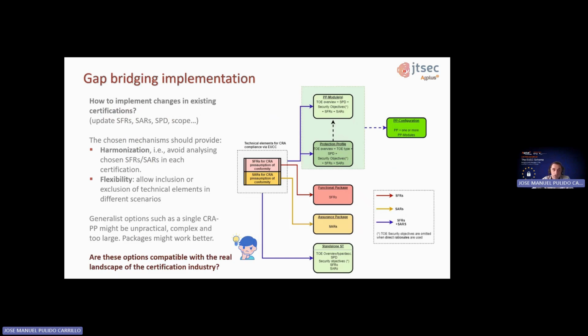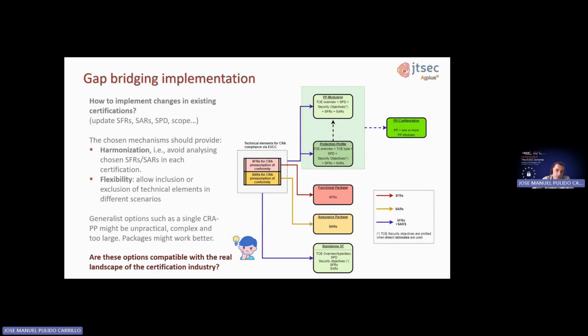And well, how could these gaps be bridged by mechanisms allowed by Common Criteria, by EUCC? At the end, we have to update security targets or update protection profiles. We need to apply the mapping that ENISA has elaborated. So we have explored several options, like creating a generalist catch-all protection profile, flexible protection profiles with PP modules and configurations, functional packages, assurance packages, etc. But the key here is that any solution should avoid that the compliance analysis between both sets of requirements needs to be done multiple times or on a per certification basis.